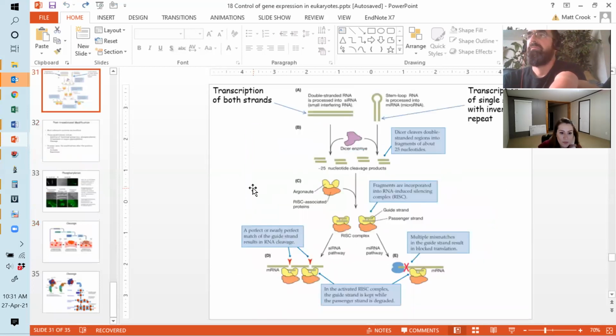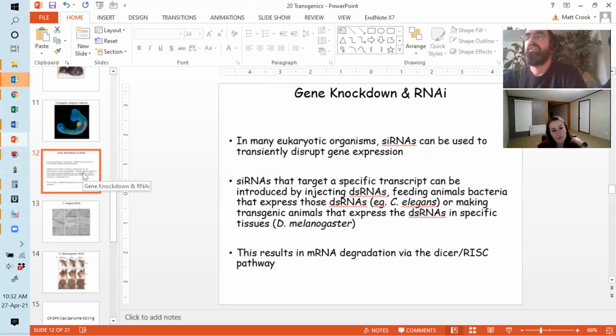This process is all about transcript stability and initiation of translation. Well, what you can do is actually make your own, and thankfully someone did that for us. But you can actually make libraries of bacteria that express double-stranded RNA to every single gene in an organism.